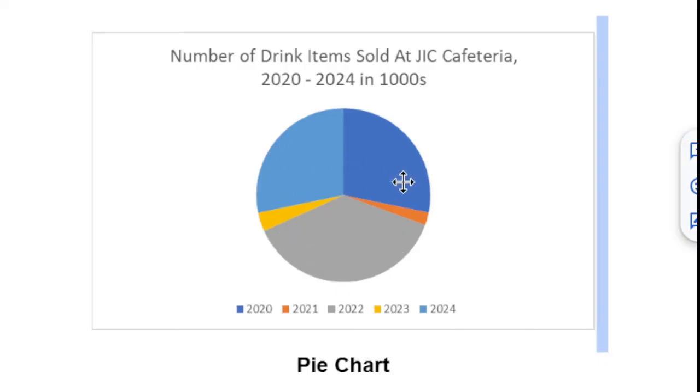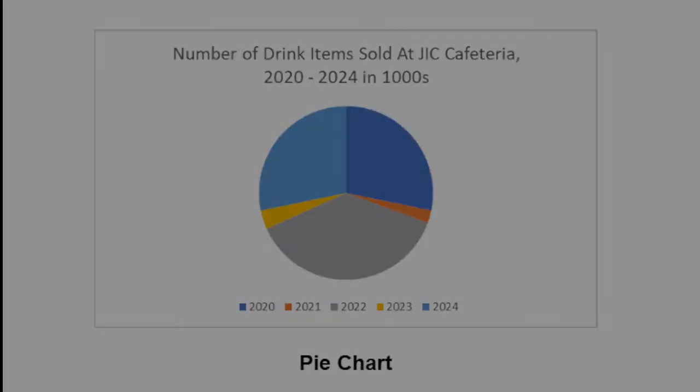The next two largest are the years 2024 and 2020, and the smallest being 2021 and 2023. So this is the pie chart, a typical pie chart, and it's another way of looking at the same information to compare the numbers of drink items sold at the JAC cafeteria in each of these years. So here we're comparing the years, not the items.